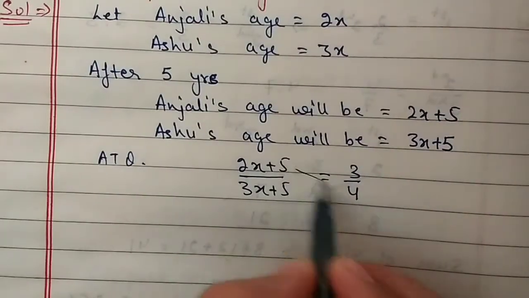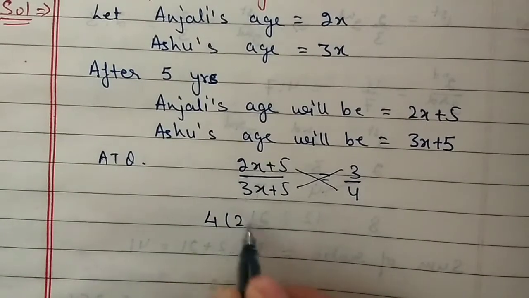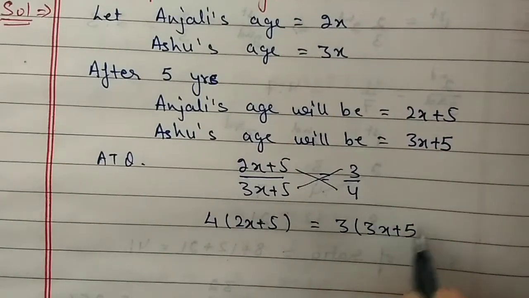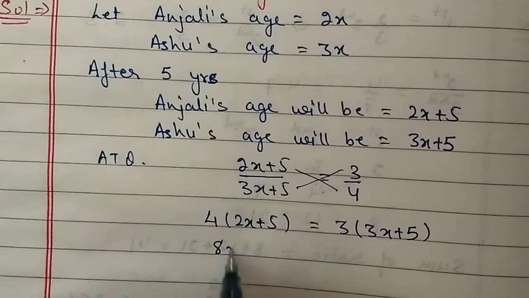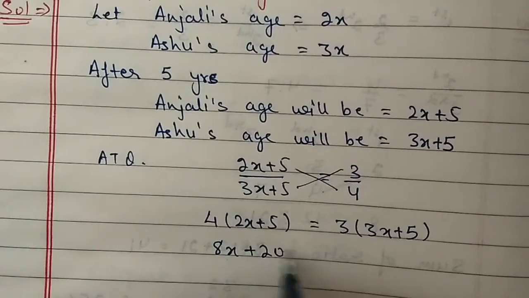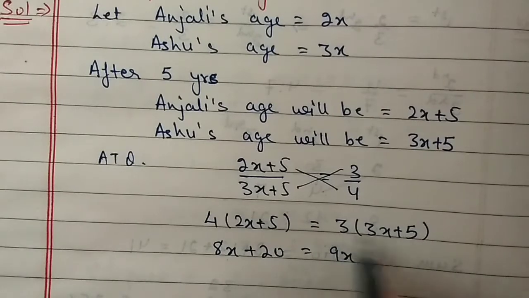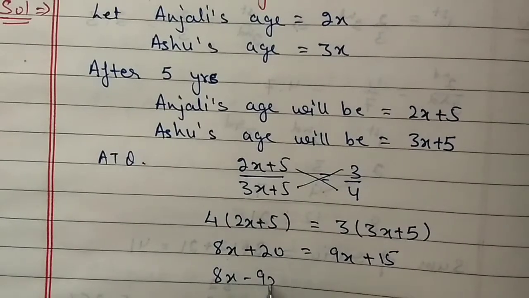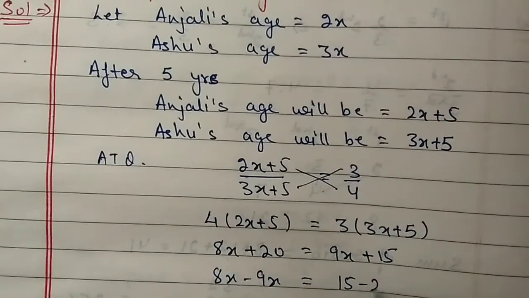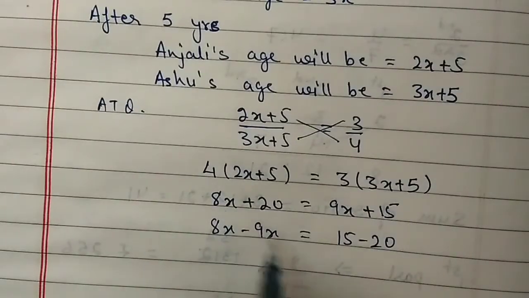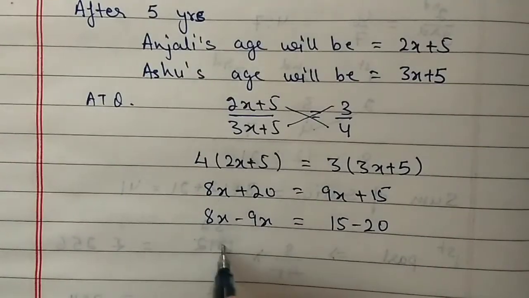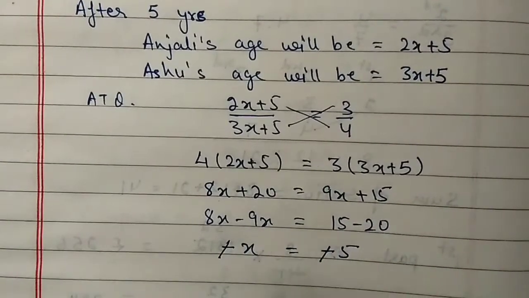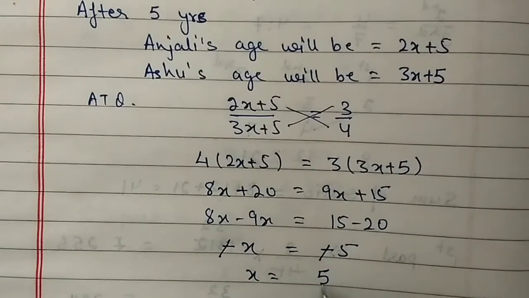Now we can do the cross multiplication here. 4 into 2x plus 5 is equal to 3 into 3x plus 5. Remove the bracket. 4 into 2 8x and 4 into 5 20. 3 into 3 9x and 3 into 5 15. 8x minus 9x, this 9x shift this side. 15 minus 20. This 20 also shift another side. It will go for subtraction. So you will get here minus x and this side you will get minus 5. So minus symbol we can cancel out. So x value is 5.